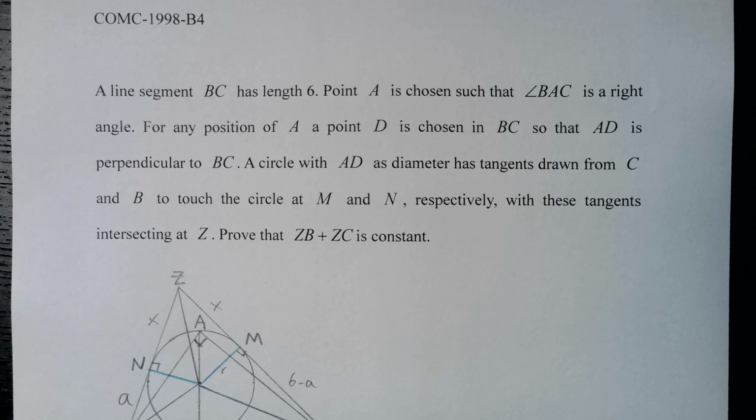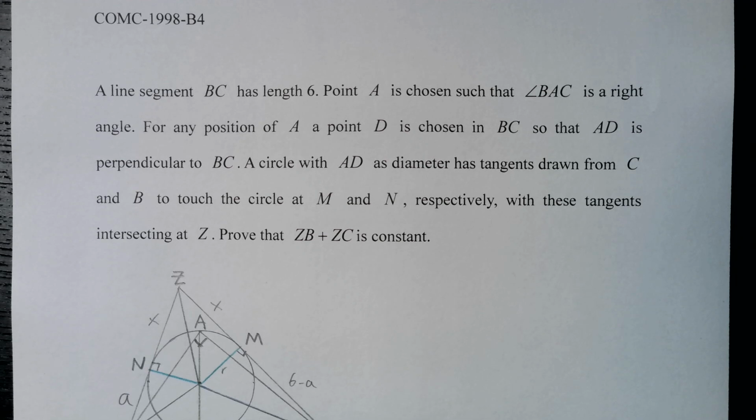A line segment BC has length 6, and point A is chosen such that angle BAC is a right angle. For any position of A, point D is chosen in BC so that AD is perpendicular to BC. A circle with AD as diameter has tangents drawn from C and B to touch the circle at M and N respectively. With these tangents intersecting at Z, prove that ZB plus ZC is a constant.